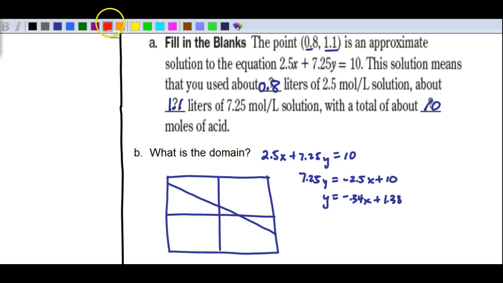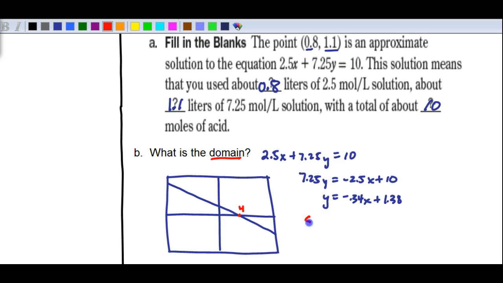So I used my trace function on my calculator to identify where it crosses the x-axis. And it looks like it crosses a little bit past 4. And again, because they're asking me for the domain, I only care about the x values here, or the values on the horizontal axis. So really the domain here is just going from 0 to 4. Anything beyond the 4 is going to be a negative y value, and that wouldn't make sense in this situation.